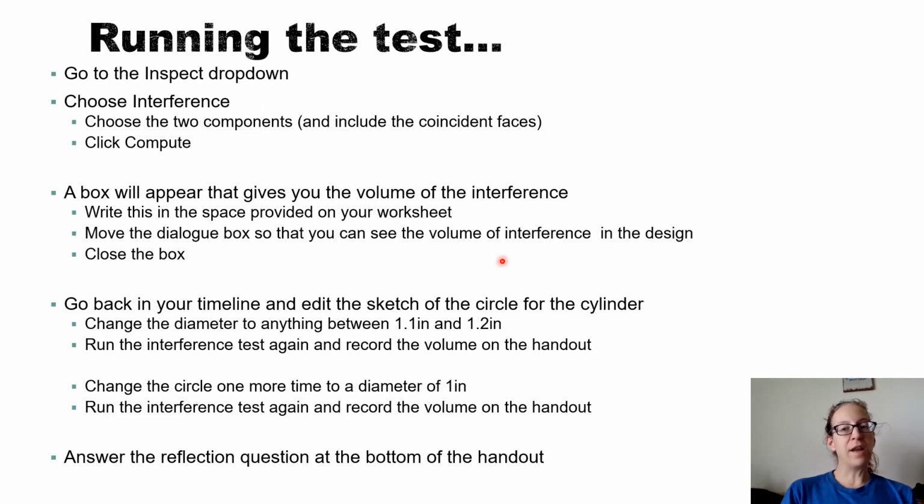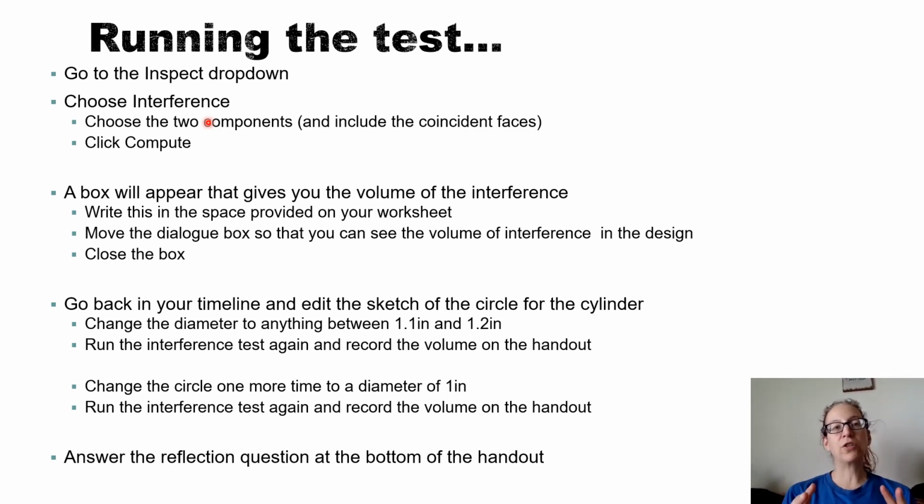Now you're going to run what's called an interference test. So go to the Inspect dropdown, choose Interference, and then choose the two components and include the coincident faces, okay? So you want to make sure that you choose the two components, but you want to choose the faces that are next to each other. So that's going to be the interior of the hole that you cut and the exterior of the cylinder. And then click Compute. A box will appear that gives you the volume of the interference.